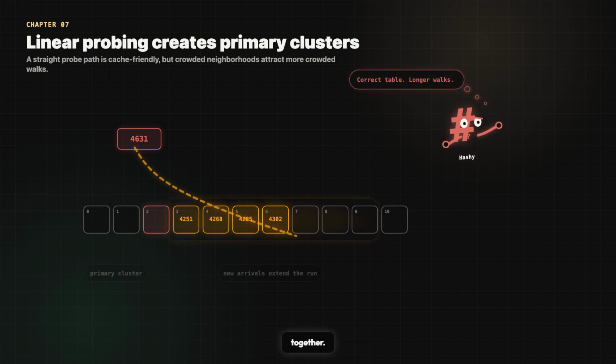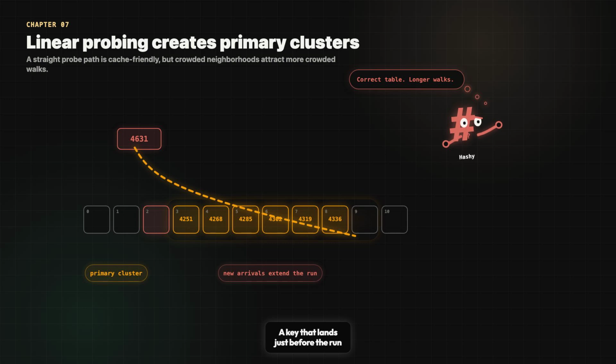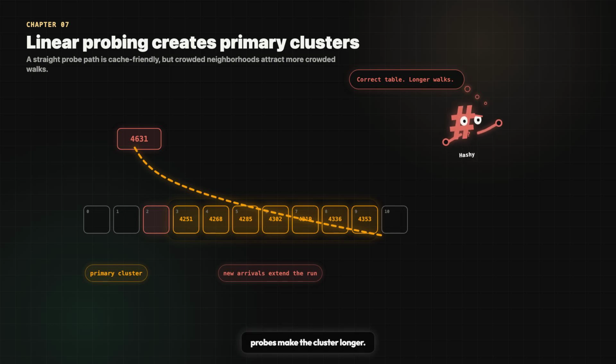But the same straight walk creates primary clustering. Once a run of occupied cells forms, it becomes a crowded neighborhood. A key that lands inside the run has to walk through it. A key that lands just before the run also has to walk through it. When that key finally finds an empty slot, it often extends the run. So the cluster attracts more probes, and those probes make the cluster longer. The table can still be correct, but correct is not the same as fast.